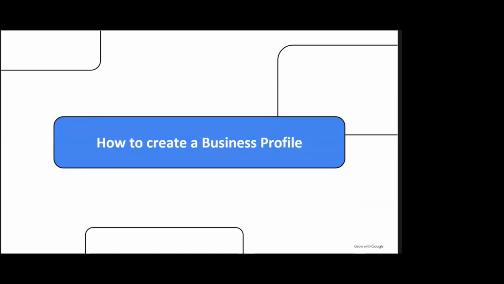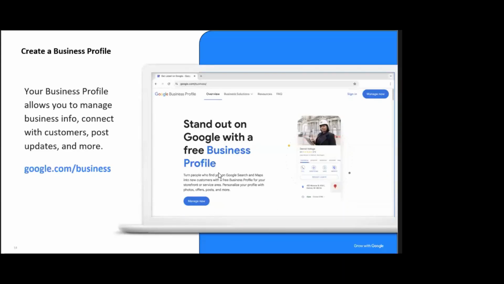Well, it's pretty straightforward. Your business profile allows you to manage business information, connect with customers, post updates, and more. You start by going to google.com/business. From here, you're going to click Manage Now, which we see up in the top right-hand corner, to create your business profile. But you could also start directly from Google Maps, and we're going to go ahead and show that now.